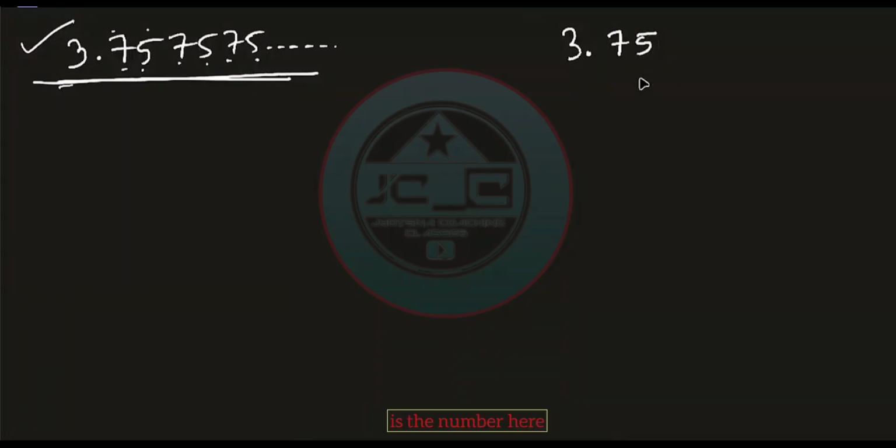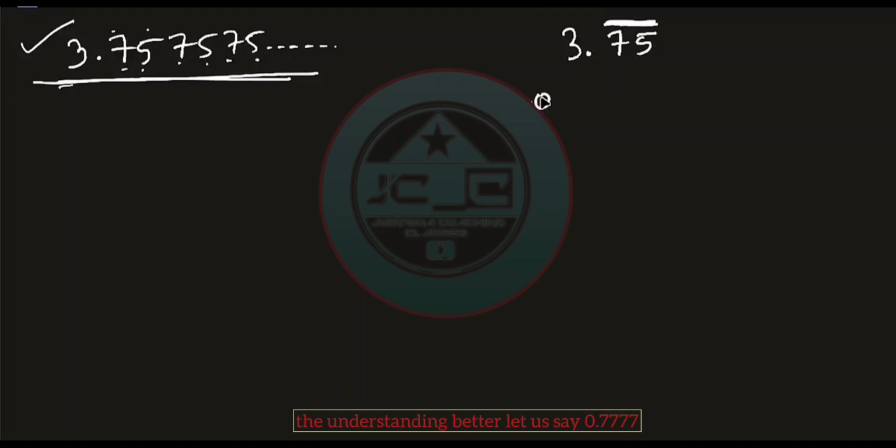3.75 is the number here. But what do we get here? We get that 7 5 is getting repeated, right? So 7 and 5 are the digits in the repeating string. The repeating string we represent as a bar, right? This is called the repeating string. So anyway, we are taking some more examples to make the understanding better.